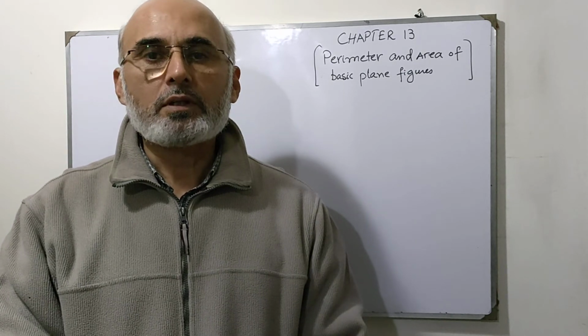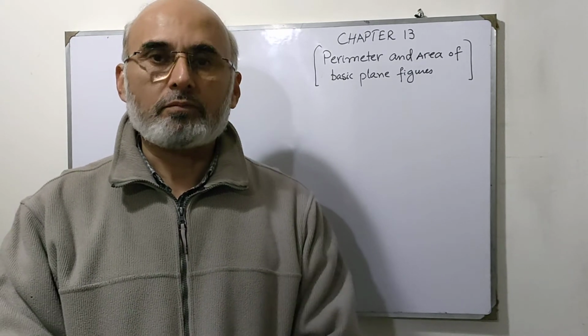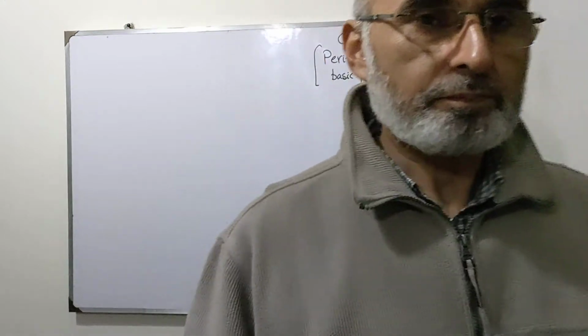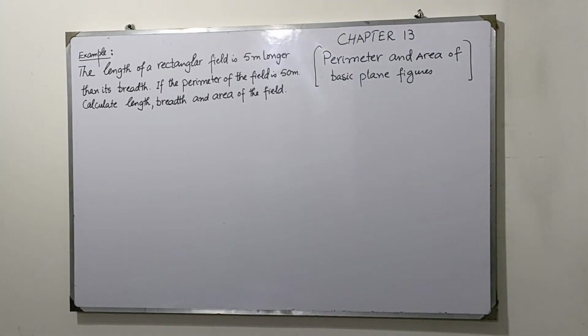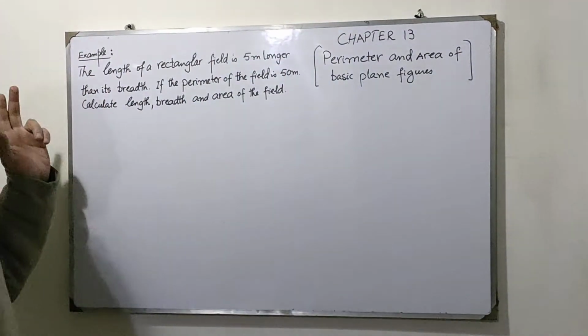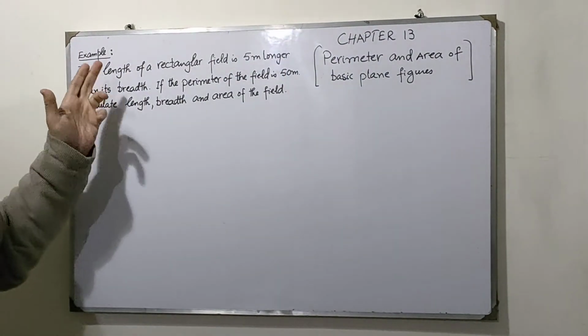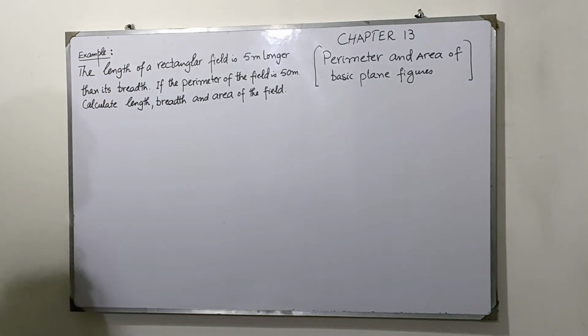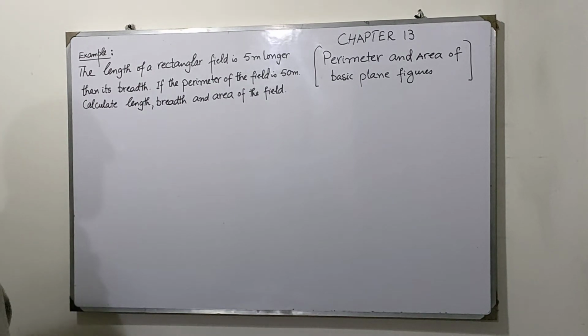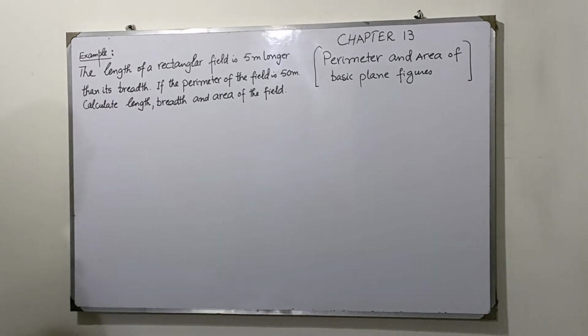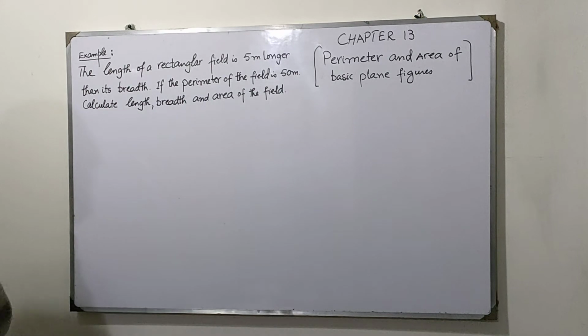So let's do some examples. The example we are going to take is: the length of a rectangular field is 5 meters longer than its breadth. If the perimeter of the field is 50 meters, calculate length, breadth and area of the field.